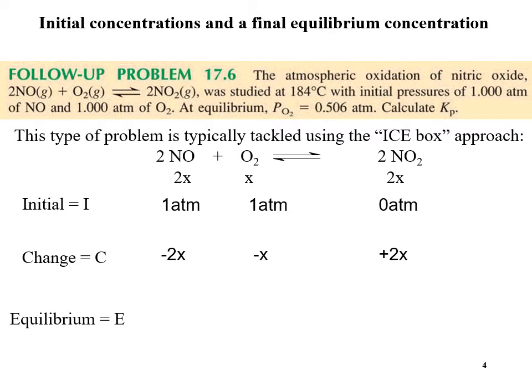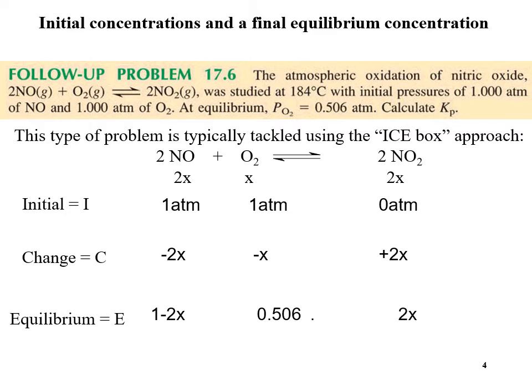Now what happens? Well, 2 times a certain pressure goes away from NO. Why? Because our coefficient is 2, so that's a 2x. Oxygen only 1 times goes away, and then we have 2 times as many products formed. So that's our change, minus 2x and minus x and plus 2x. So then at equilibrium, what do we have? Well, we started out with 1 atmosphere of pressure and 2x of a certain amount left, right?